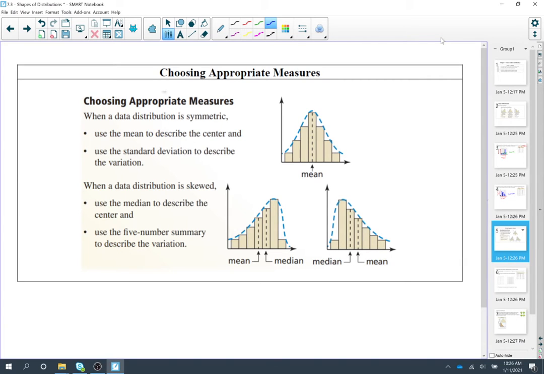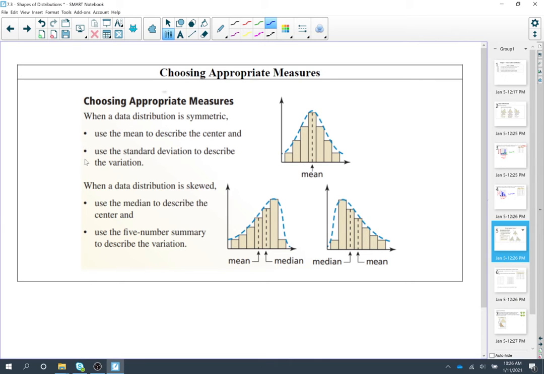Choosing appropriate measures. When we say choosing appropriate measures, what we're talking about here is, does the mean accurately describe what's going on? Does the median accurately describe what's going on? Which takes us the whole way back to 7.1, where we said which one more represents the typical value of our data set. So when a distribution is symmetric, as you see here, we're going to use the mean to describe the data set because there's no outliers. There's not a low outlier. There's not a high outlier. So the mean is going to be right in the middle, which is our typical data set.